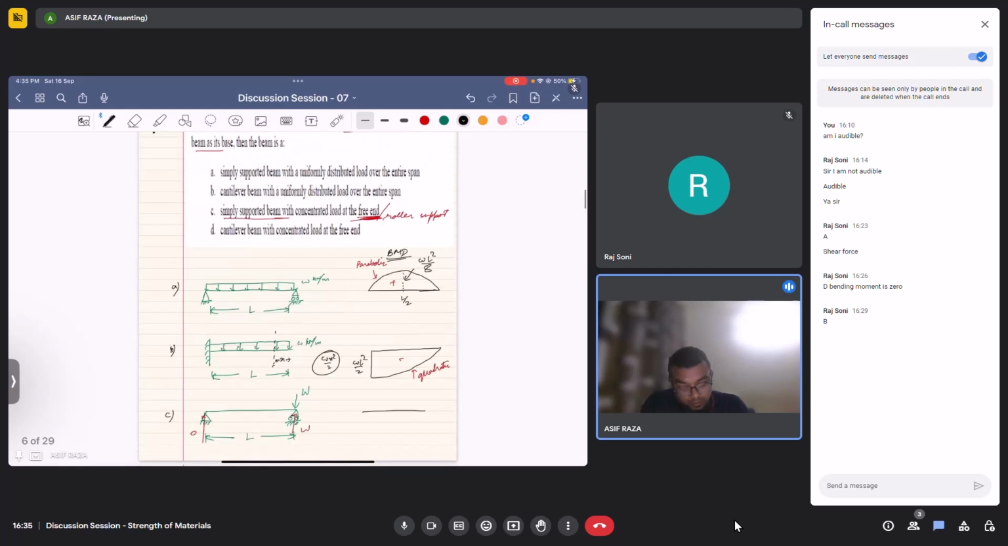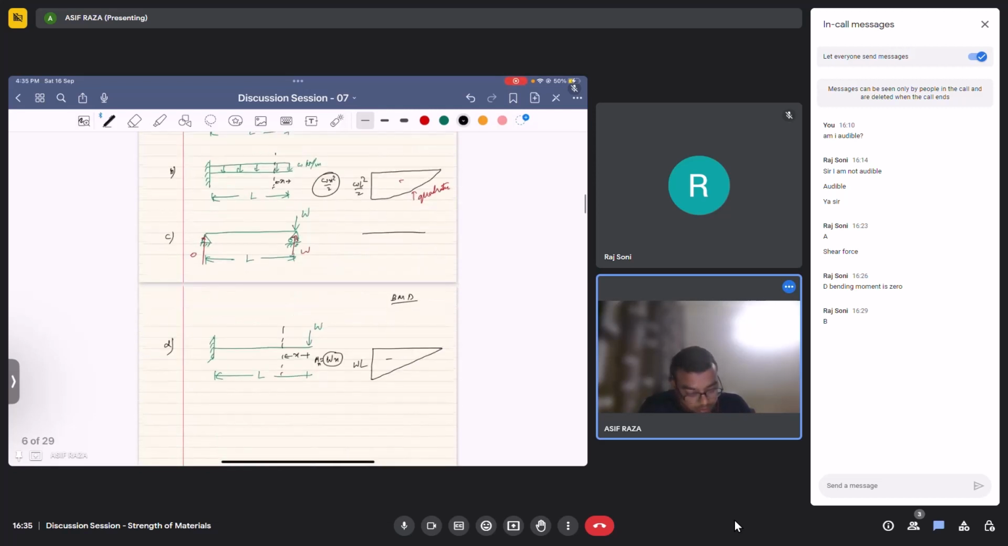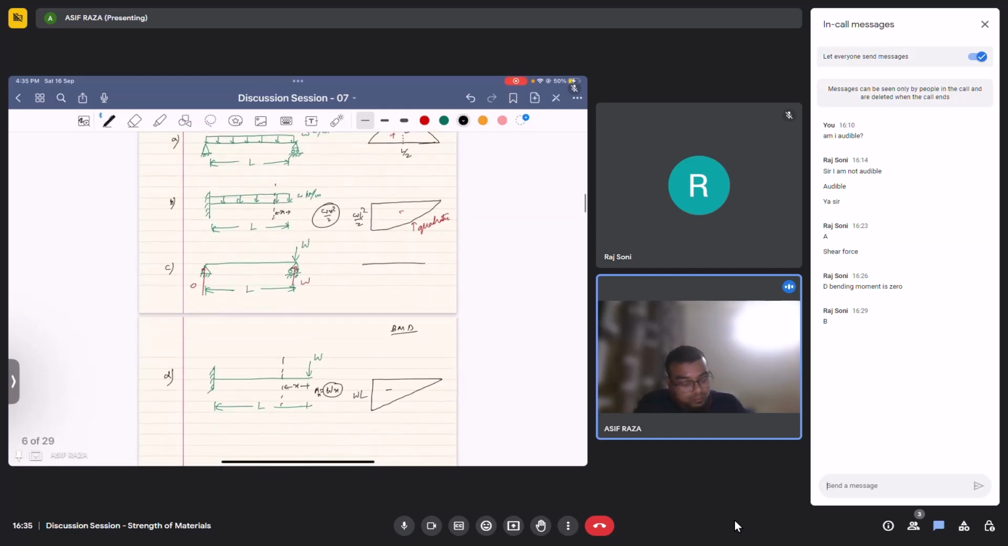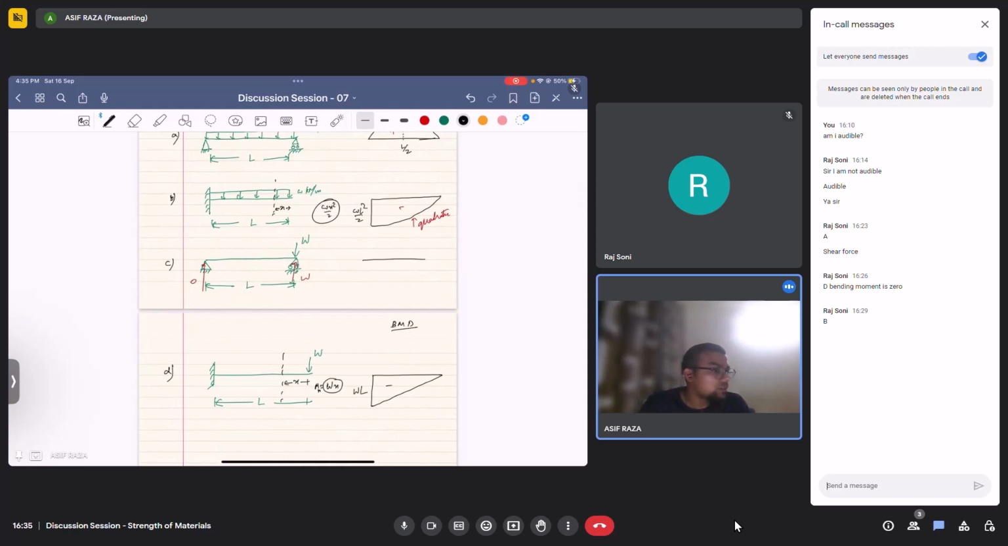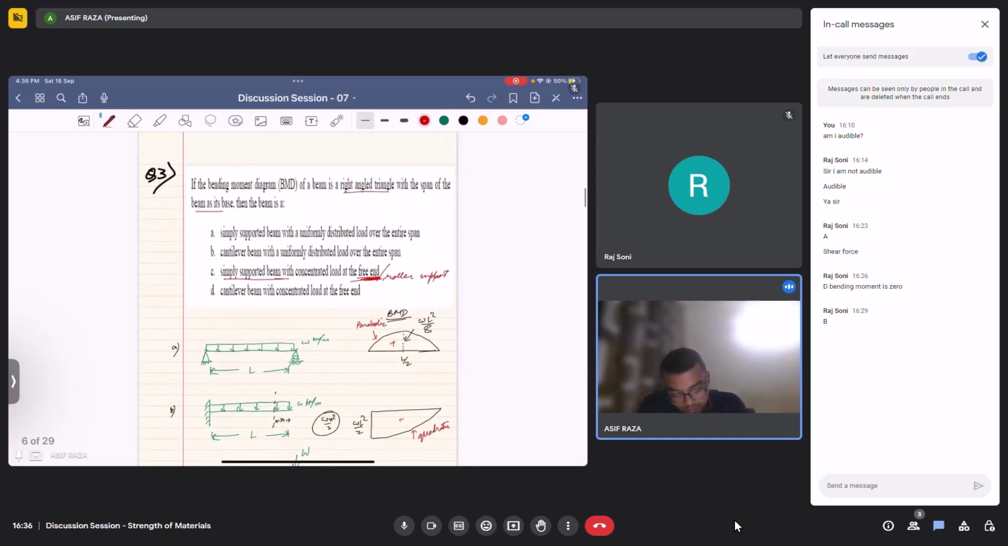Now let's see what the question is asking. If the bending moment diagram of a beam is a right angle triangle with the span of the beam as its base, then the beam is a... So if you see all four options, the one having a bending moment diagram as a right angle triangle is the fourth one. The span of the beam itself is the base of this right angle triangle. So the correct answer is option D.